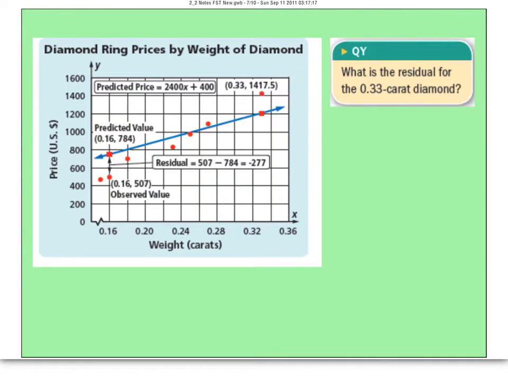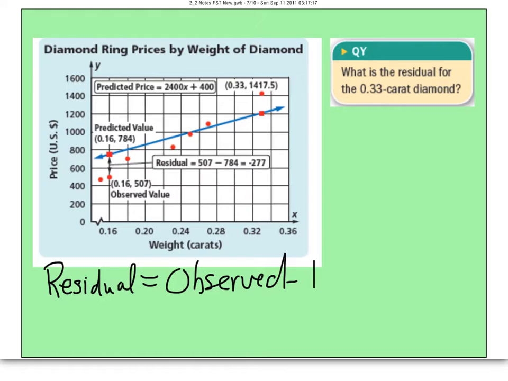So let's be more specific and let me show you how they are calculating the residual. I'm going to write the formula down first. The residual, again, is going to be the observed value minus the predicted value. So they have here an ordered pair already figured out, and they're taking a look at this observed value: the carat weight of one of the diamonds was 0.16 and the price was 507. So the observed value for the carat that weighed 0.16 was 507.